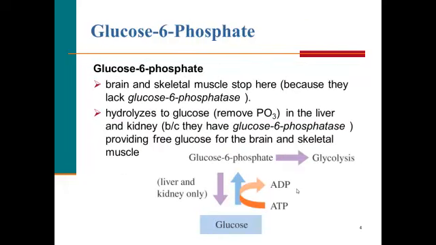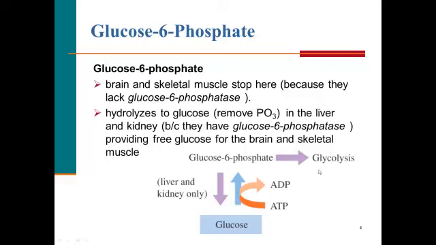So glucose 6-phosphate, as I mentioned earlier, is a form of glucose that is trapped inside of cells. So when a glucose molecule is in the cells of your brain or your skeletal muscle, the glucose 6-phosphate molecule isn't going to go all the way back to glucose, because the brain and the skeletal muscle cells will actually utilize this glucose 6-phosphate in the process of glycolysis.